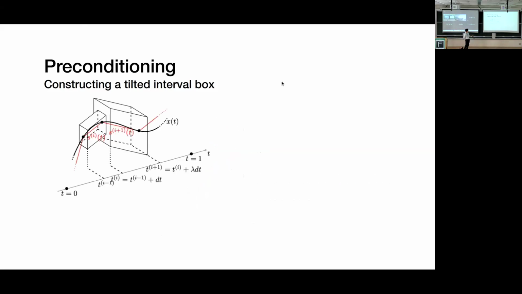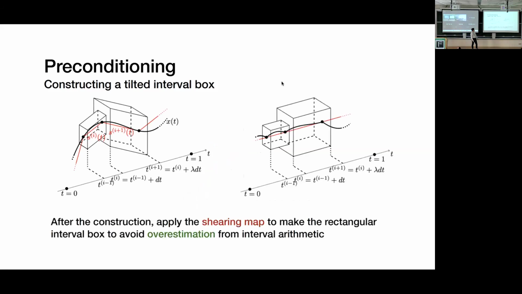And one more remark that I want to make: at each step of tracking, you have this tilted box. But if you apply interval arithmetic here, it will have some overestimation. So we apply a shearing map in order to make this tilted box rectangular, and you can avoid overestimation. Okay? This is a kind of minor trick that we used, because if you use this tilted box directly, then it has a real overestimation here.